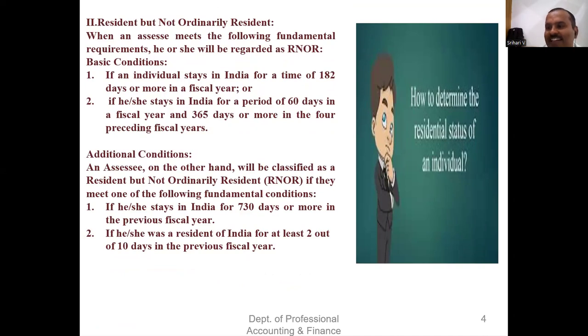But not ordinary resident: if the individual satisfies any one of the basic conditions but fails to satisfy both the additional conditions, then he or she is said to be resident but not ordinary resident. If any one basic condition is satisfied and he fails to satisfy the additional conditions, in other words, satisfies only one additional condition, then he or she is said to be not ordinary resident.